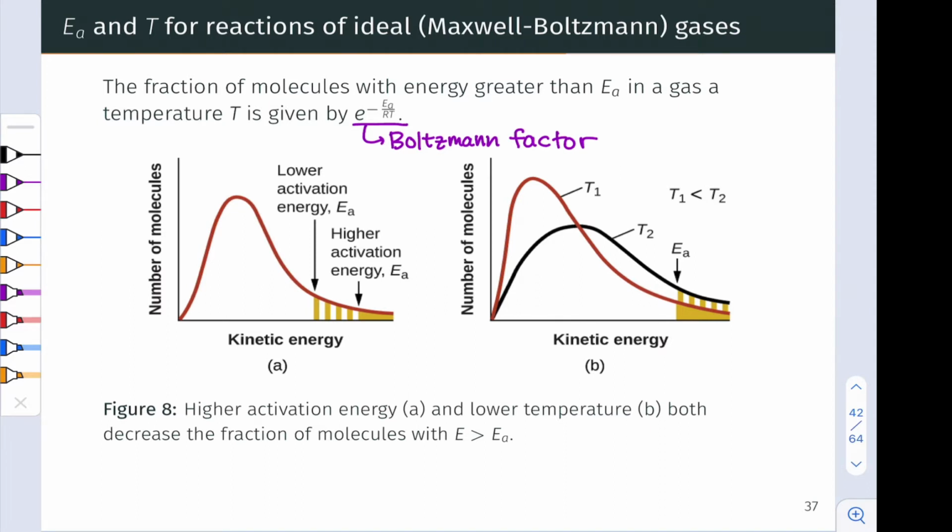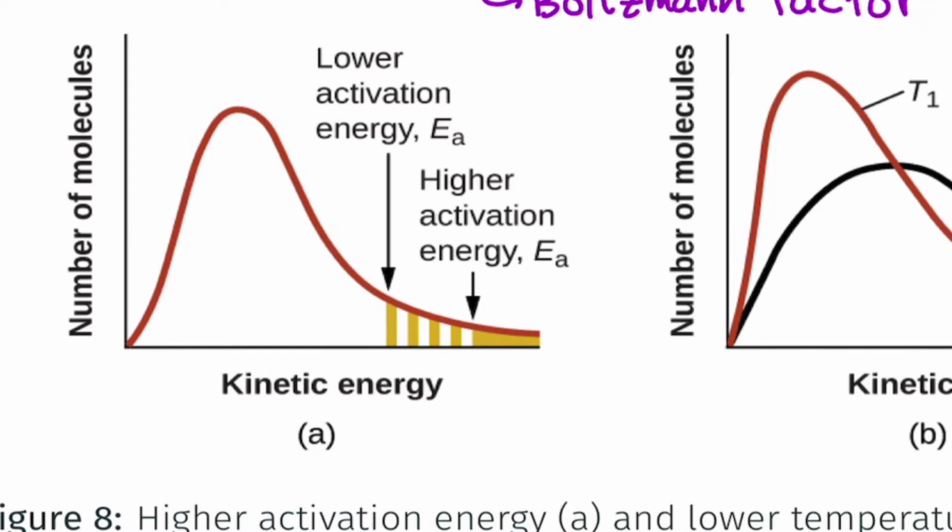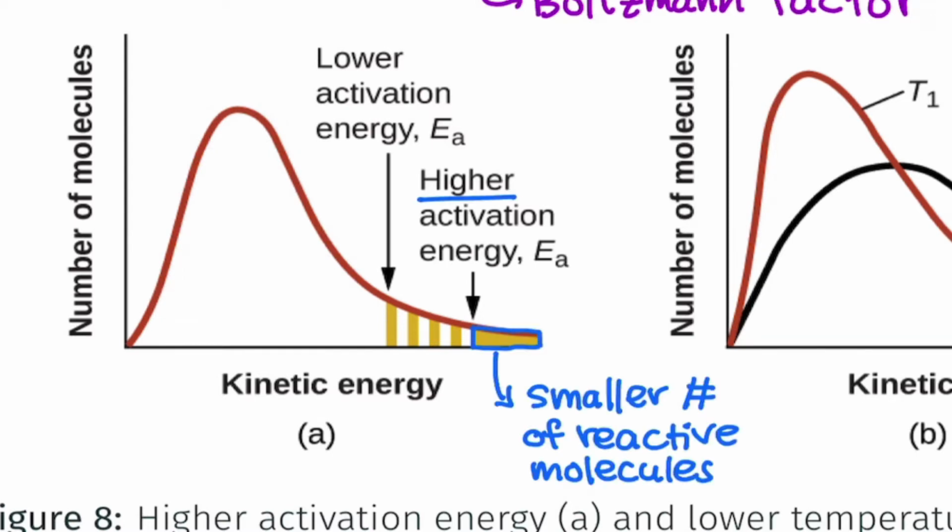If we think through that qualitatively, we can see how activation energy and temperature affect the number of molecules with sufficient energy to engage in reactions. In the figure on the left, we have two hypothetical activation energies represented by the vertical black arrows, a lower activation energy and a higher activation energy. At the lower activation energy, we have this additional fraction of molecules that are able to react in the gold striped region. As the activation energy increases, we're moving to the right along the kinetic energy axis, and the fraction of molecules with sufficient energy to react decreases.